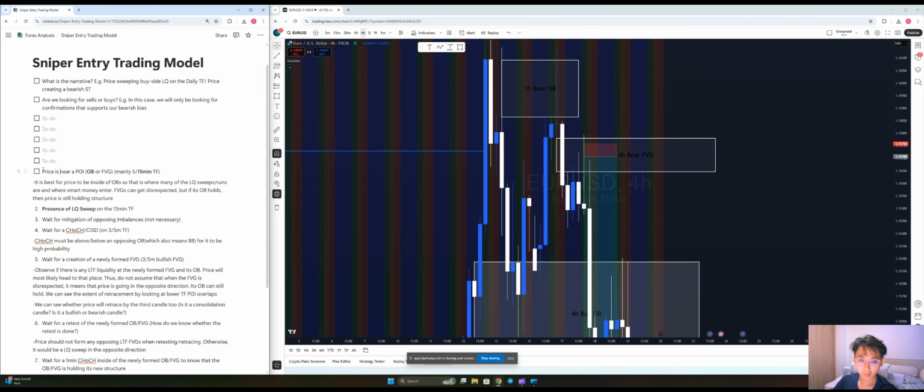So next, price is near a point of interest, such as an order block or fair value gap. Before that, all these rules are rough. We don't have to follow them step by step. They can be jumbled around.